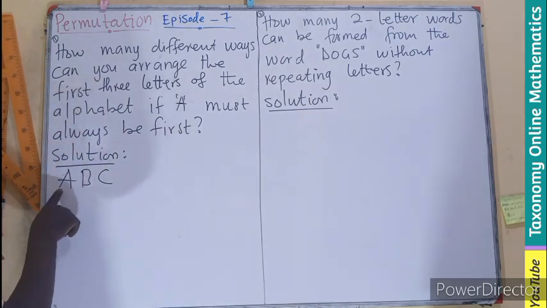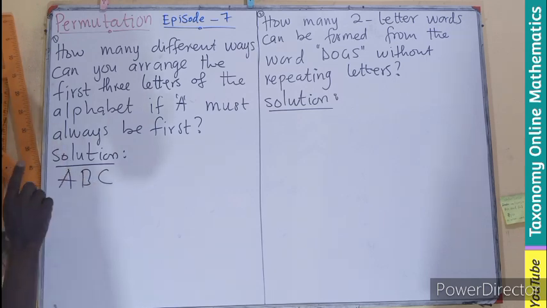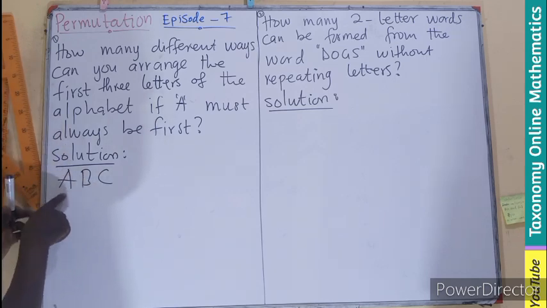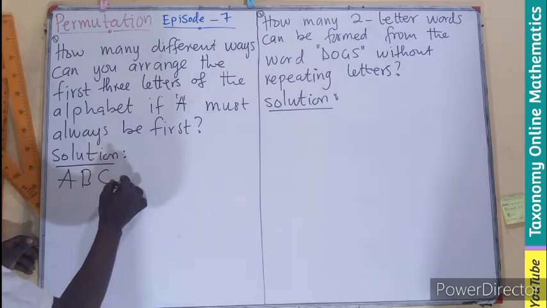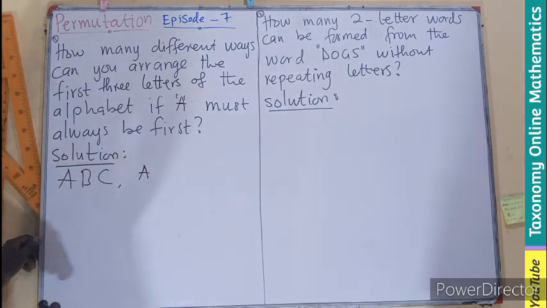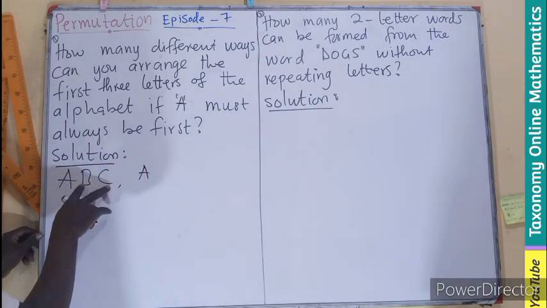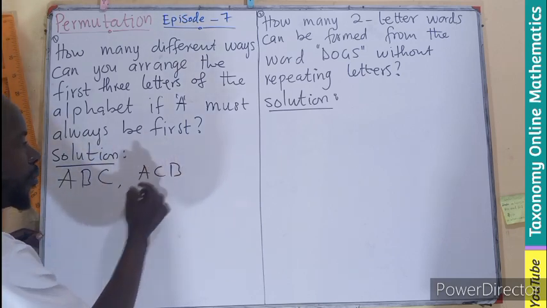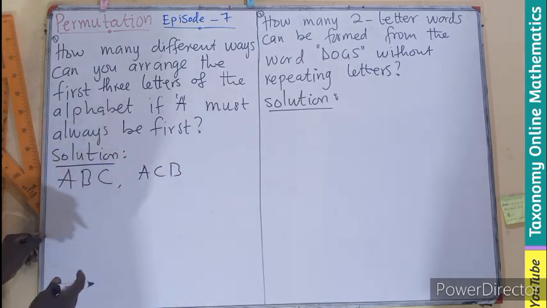So, imagine you want to arrange this, whereby in all arrangements, A will come first. So, this will be the first arrangement. The second arrangement will mean that A will be the first, then we have only the chance of swapping the B and C. So, A, C, B. So, you can see there are only two ways we can do that.